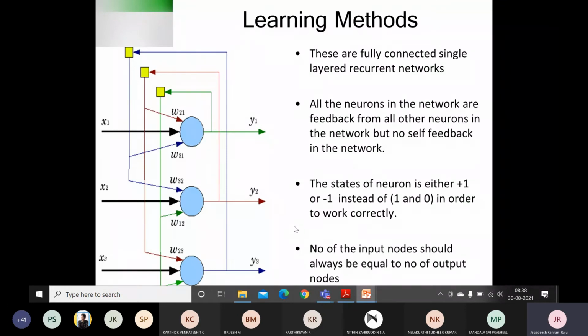So we say that it is a recurrent artificial neural network. The same story is repeated over here. This is a fully connected single-layered recurrent network. All the neurons in the network are fed back from all other neurons, and the states of the neurons are either +1 or -1, as we saw in the two-neuron and three-neuron networks. Or we can use 1 and 0 in order to work correctly. The number of input nodes should always be equal to the number of output nodes. Why? Because we have only one layer. So x1 gives y1, x2 gives y2, and x3 gives y3.